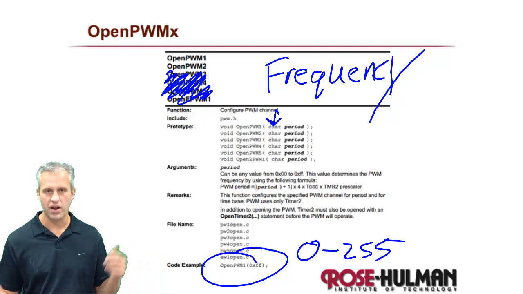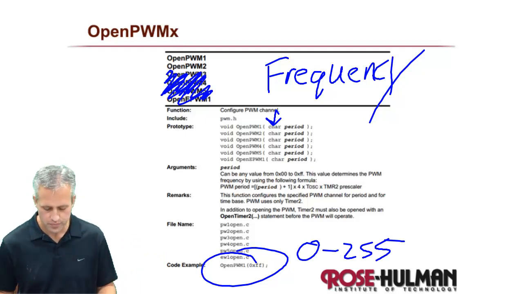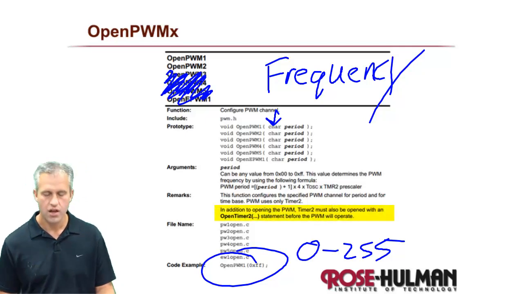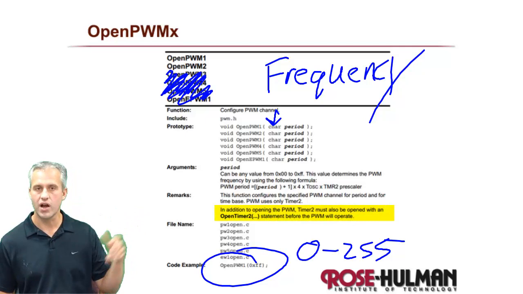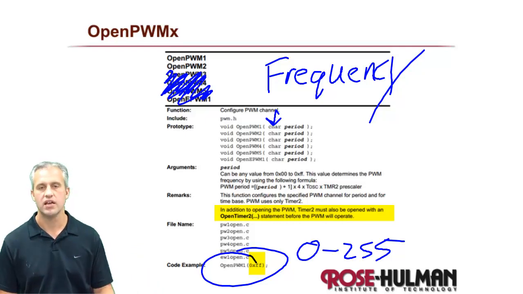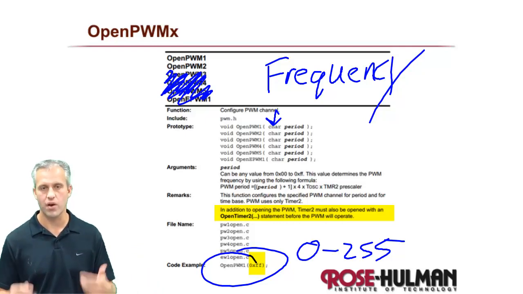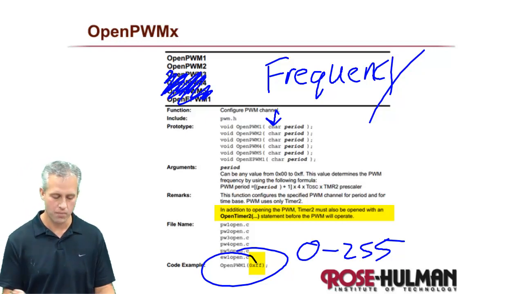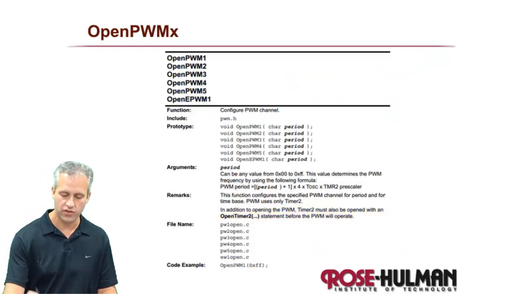It says char, but I think of it as an unsigned char. What you're passing in here is a number of timer ticks. There's some really good notes in here. The PWM works with timer 2. It's just hardwired for timer 2. The thing you're passing in is how many timer ticks the frequency is going to be based on. So how many timer ticks is one period for this PWM. And we'll talk about the math in the next video lecture.